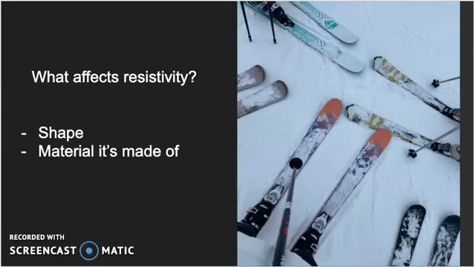And now back to talking about it a little bit more conceptually. We know that there are a few things that affect the resistivity, and that is the shape and the material that it's made of. So if you have a wire made of certain material, that'll either provide more resistance or less resistance, and whatever shape it's in will also affect it. We can apply this again to our skiing example, where if you have skis that are a certain shape or made of a certain material, that's going to affect how fast you're able to move.